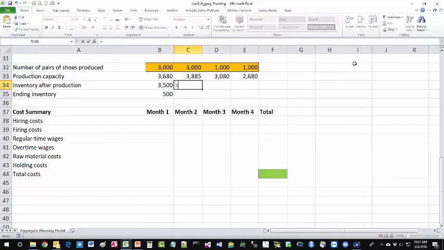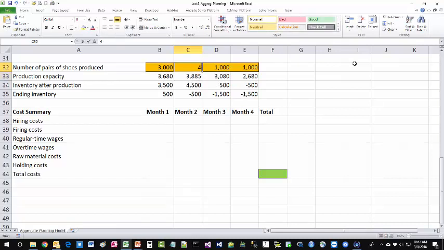And say that the inventory after production in the second month is the ending inventory for the previous month plus the production in that month. Okay, and then we're going to copy this to the right, and then we're going to grab both of these and copy these guys all the way to the right. So clearly we are not producing enough here, so we would have to adjust the production to, let's say, 4,000.